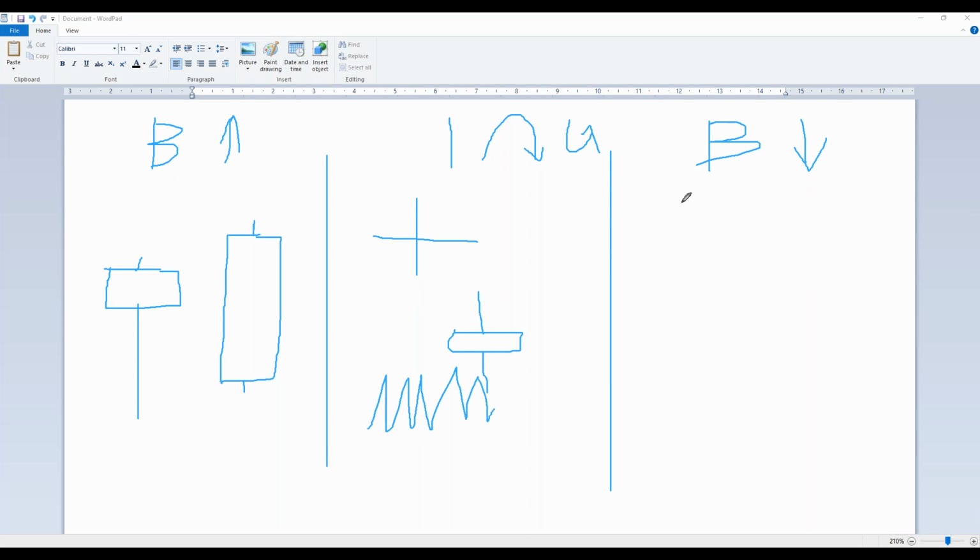And bearish. Bearish is the opposite. So here you might have a nice long tail, nice little rejection. It can come in various forms. It can look like this. You can have variations, or it might even be a nice bearish candle that closes near the lows. And these are red, generally.